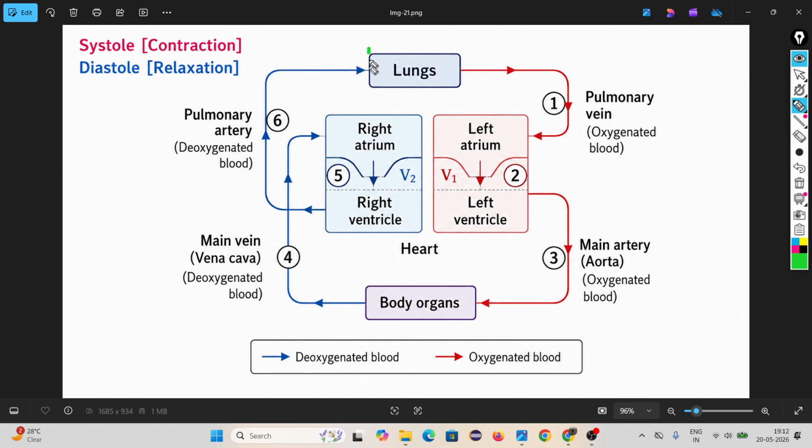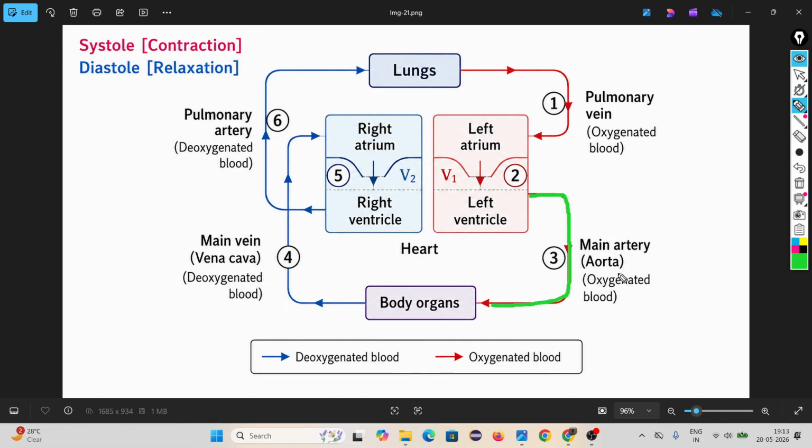Look at this diagram first, try to understand. This is our lungs. From the lungs, oxygenated blood is coming to the heart by the help of pulmonary veins. First, the oxygenated blood comes from the lungs to the left atrium by the help of pulmonary veins. From the left atrium it comes to the left ventricle. There is a valve present. Then it goes to the aorta.